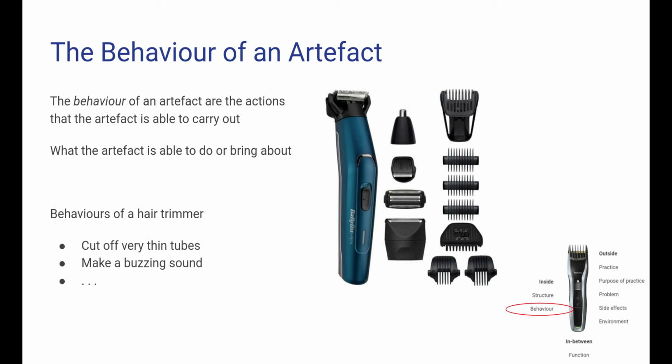The behavior of an artifact consists of the actions that the artifact is able to carry out. It is what the artifact is able to do or to bring about. So, for the example of the hair trimmer, we have a couple of behaviors here. It can cut off very thin tubes, and it can make a buzzing sound.